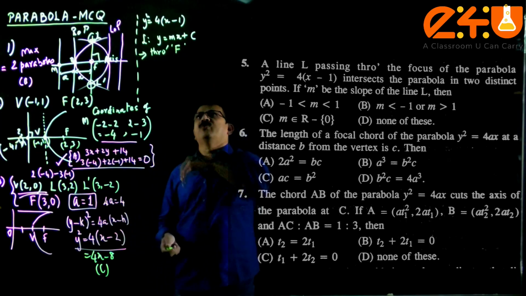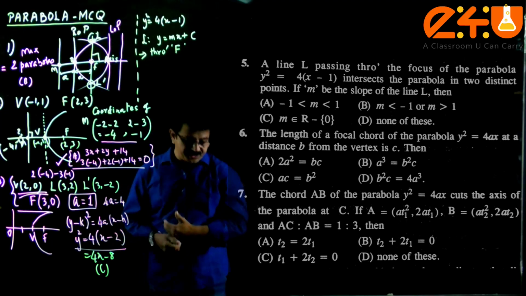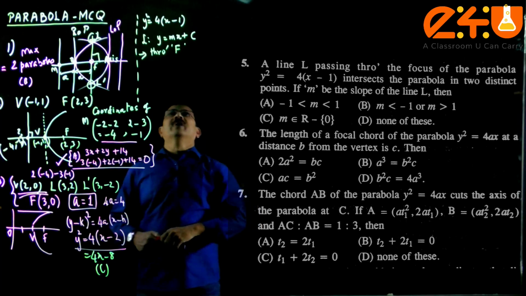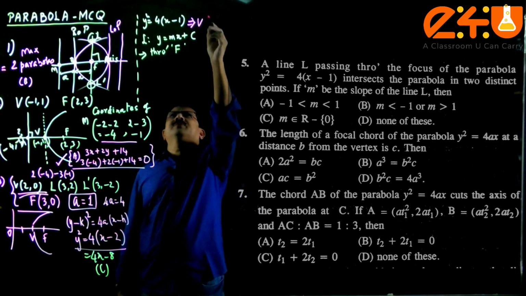So it passes through the focus. Is it not important to get the coordinates of the focus? Yes, it is important. What is the coordinate? Well, that is basic, it is not a basic type. What is the vertex here?